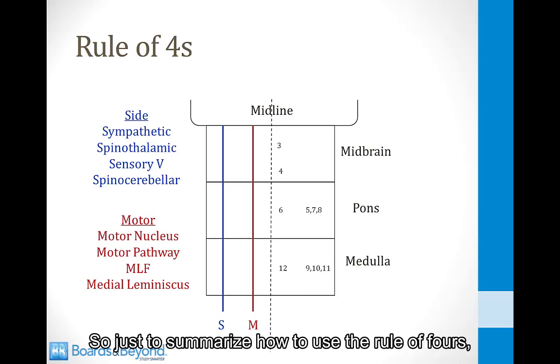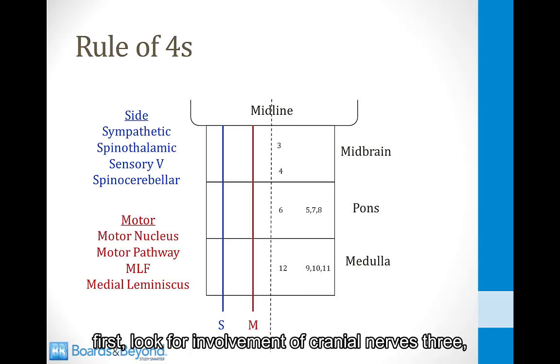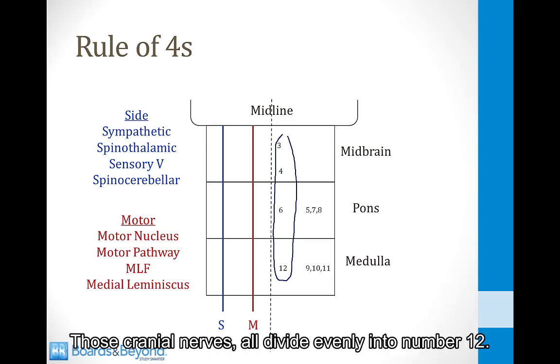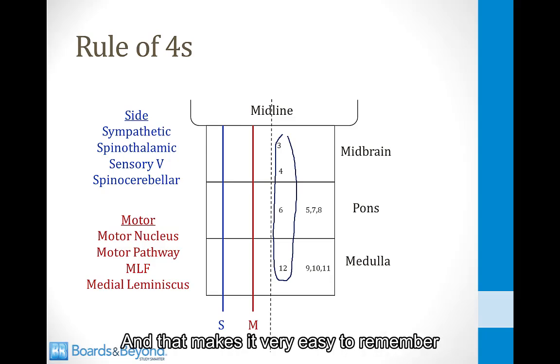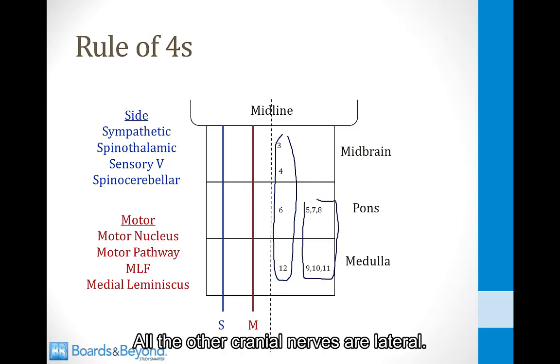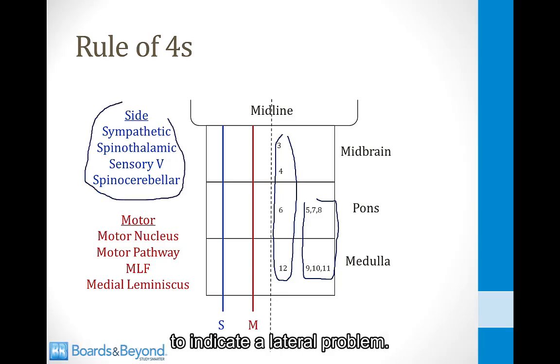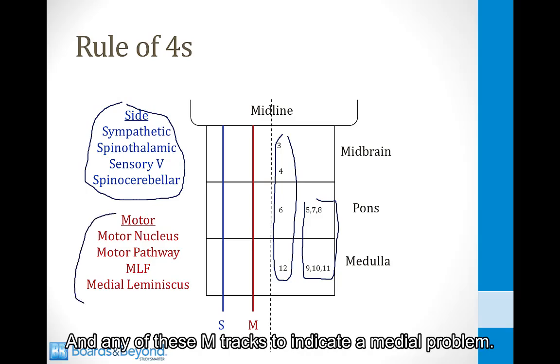So just to summarize how to use the rule of fours, first look for involvement of cranial nerves 3, 4, 6, or 12 to indicate a medial syndrome. Those cranial nerves all divide evenly into number 12, and that makes it very easy to remember which ones are midline. All the other cranial nerves are lateral. And then look for involvement of any of these S tracts to indicate a lateral problem, and any of these M tracts to indicate a medial problem.